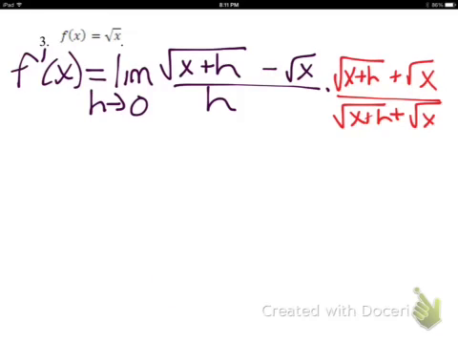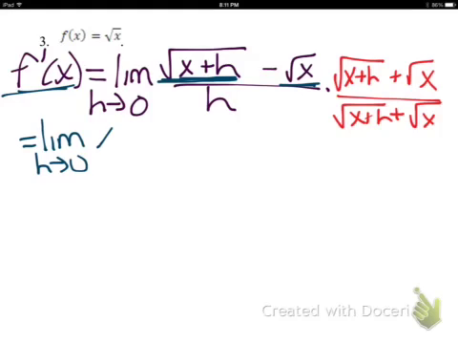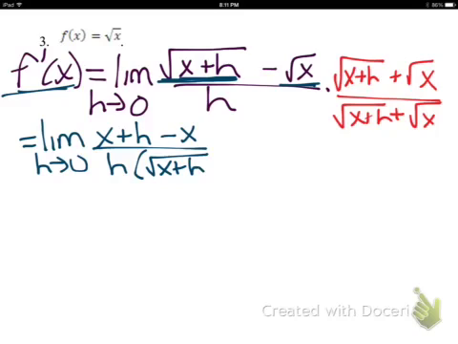Next problem is with a square root. I want to try to find the derivative of the square root of x. So f prime of x would equal the limit as h goes to 0 of f of x plus h minus f of x all over h. Now to do this I'm going to rationalize. I'm going to simplify. So the numerator would be x plus h minus x. The denominator would be h times the square root of x plus h plus root x.